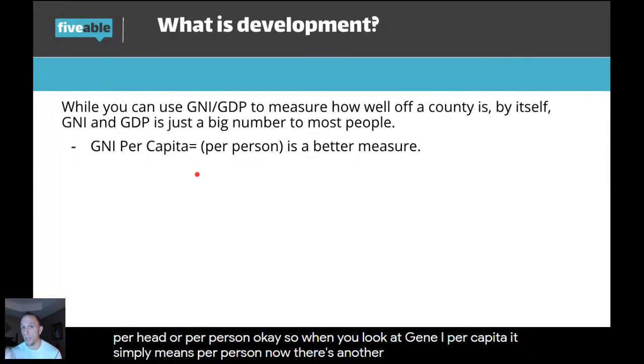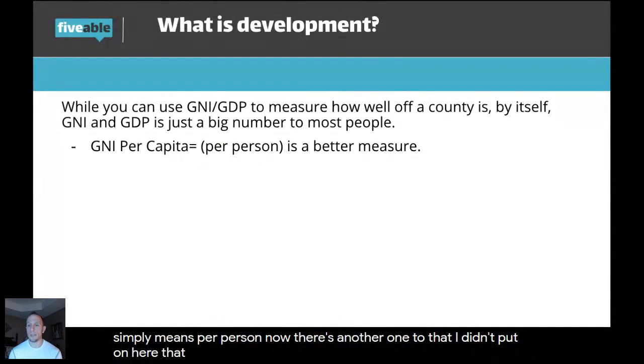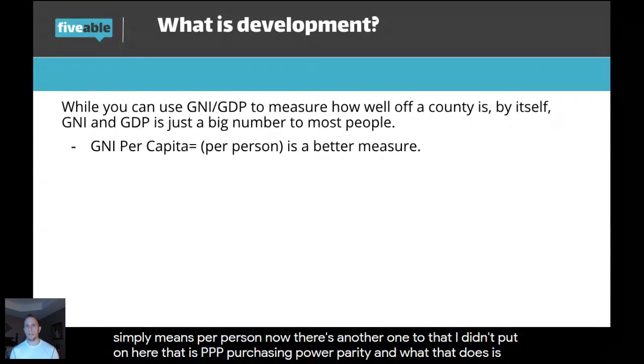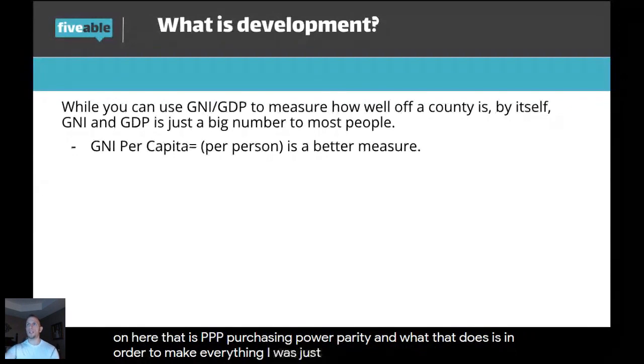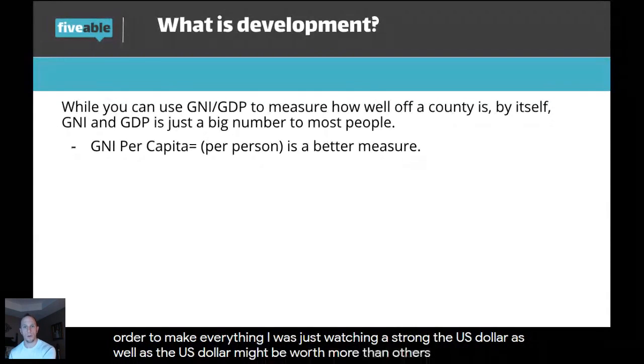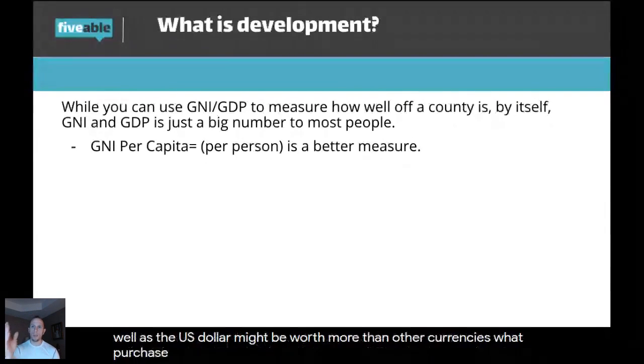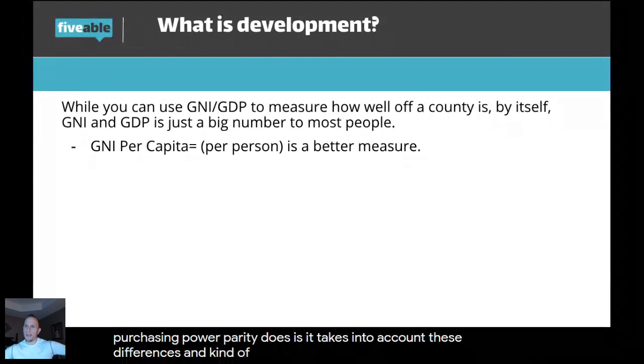Now, there's another one too that I didn't put on here that is PPP, purchasing power parity. And what that does is, in order to make everything, I was just watching the news today, and they're talking about how strong the U.S. dollar is. The U.S. dollar might be worth more than other currencies. What purchasing power parity does is it takes into account these differences and kind of makes it all on one, I guess, one currency more or less.